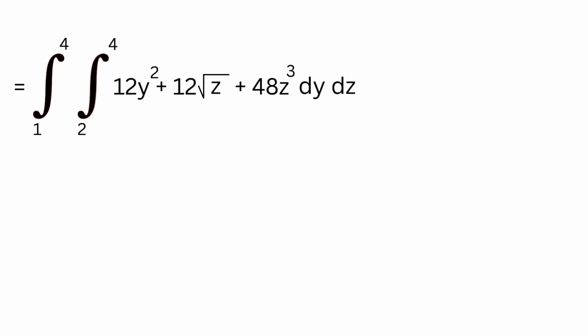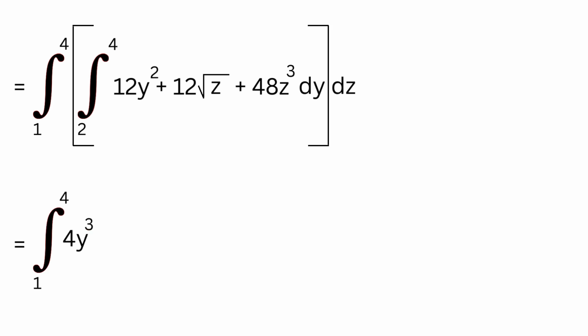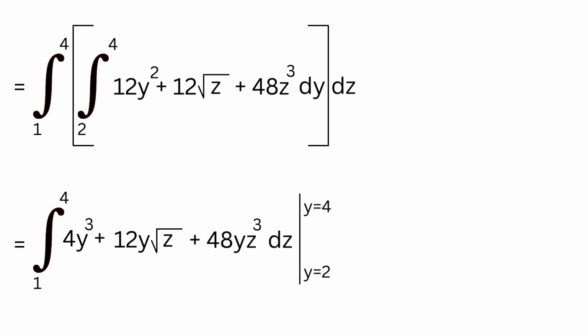Now we evaluate the x to get this answer. Next, we solve the second integral, so it will be equal to the integral of 4y cubed plus 12y radical z plus 48yz cubed dz, with y equal 2 and 4.